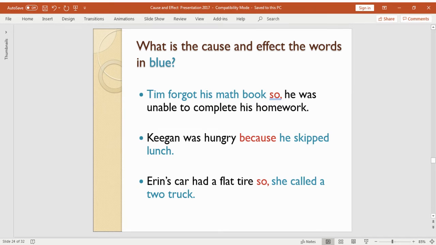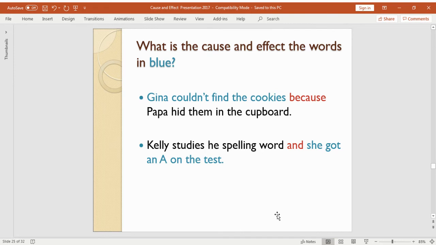For number 3, check your answer. She called a tow truck. Is called a tow truck cause or effect? If you chose effect, you are correct. Let's try 2 more. So for number 4, we're looking at the blue one more time. Gina couldn't find the cookies because Papa hid them in the cupboard. Would you write down what Gina couldn't find the cookies? Would you tell me if it's cause or effect?